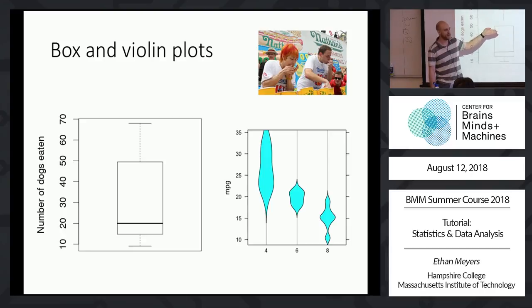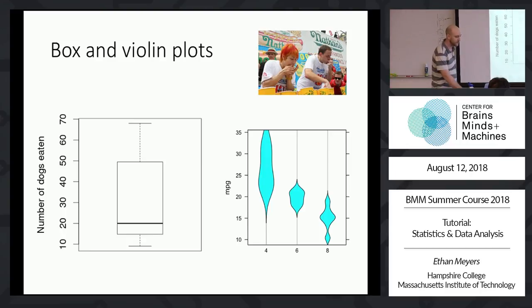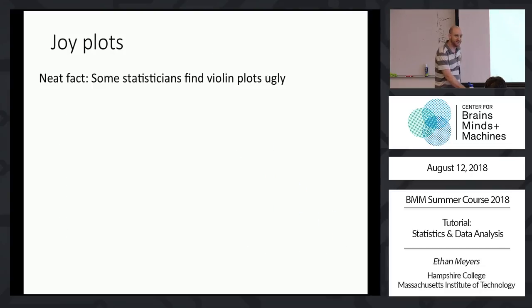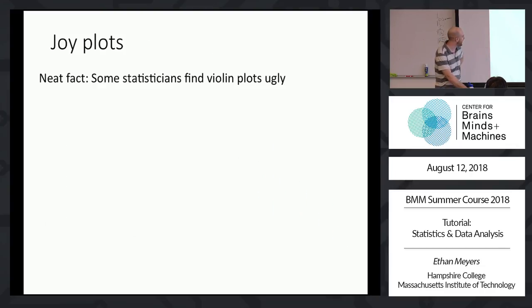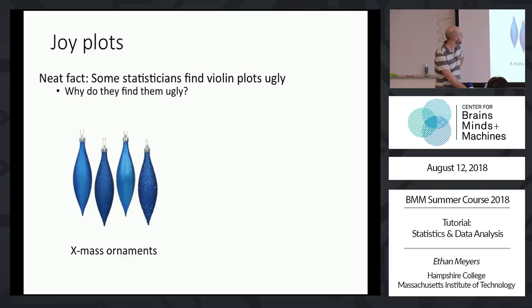Obviously, a bit more detail there, but these can still be useful if you just want to look at these key statistics. Okay. People are still inventing or reinventing new ways to analyze data. So there was something called a joy plot that was all the rage a couple years ago. I guess you guys don't follow the latest in statistical plots, but a lot of people find violin plots to be kind of ugly. Those are not the most beautiful looking thing. Any guesses why they find them ugly? They look like Christmas ornaments or other things.